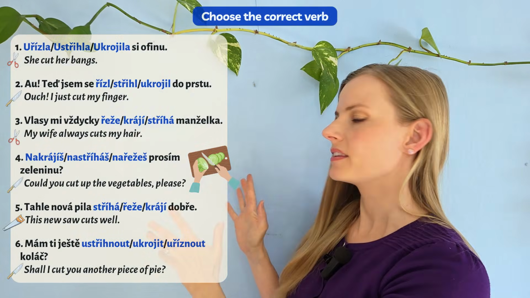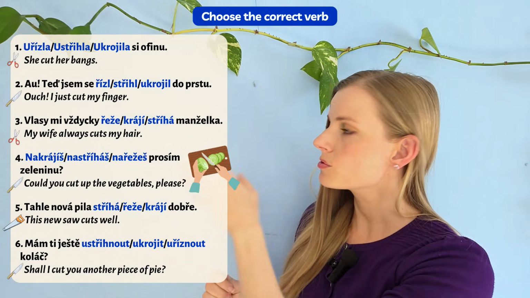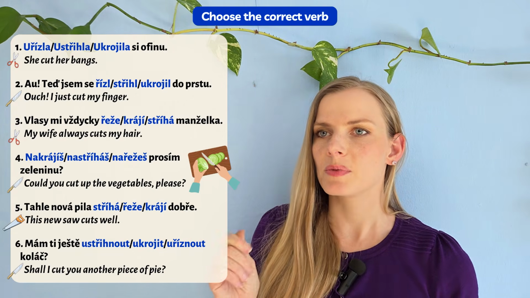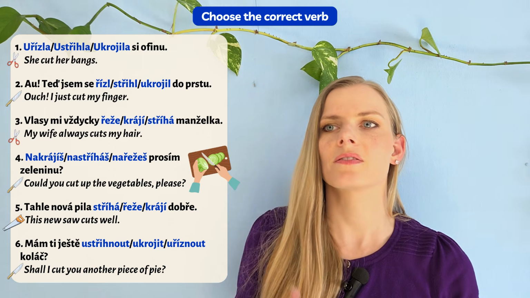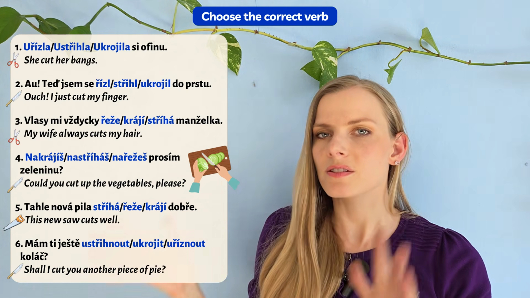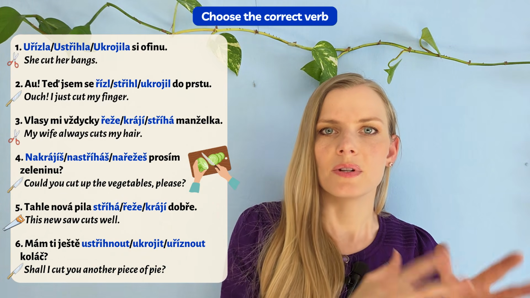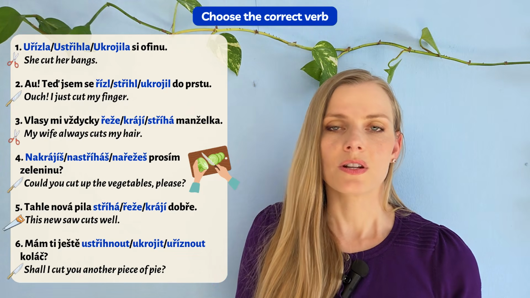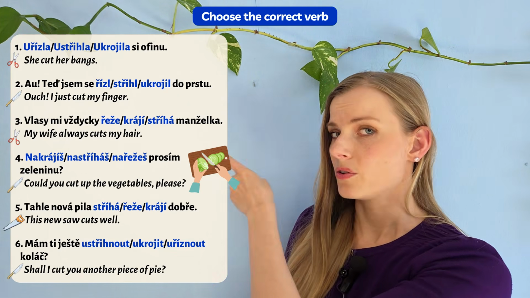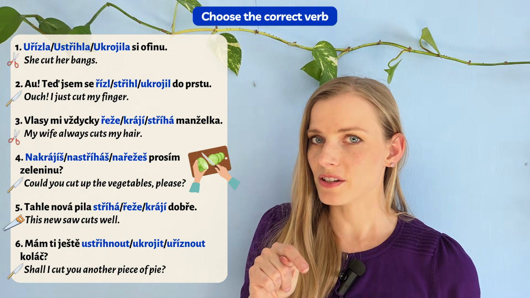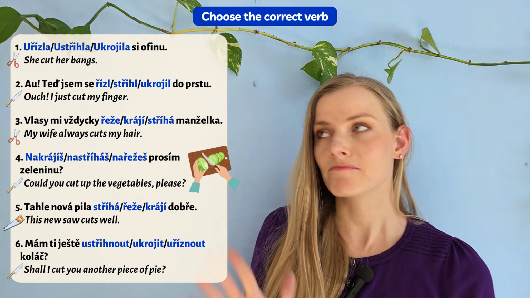Now it's time for an exercise. Here are 6 sentences and your task will be to choose the correct option. You won't have to decide between the imperfective or perfective. Simply decide whether it is cutting with scissors, with a knife, or with a saw of a sort. And because for some sentences you would need more context, also follow the symbols that are next to each sentence. Pause the video. Are you ready?